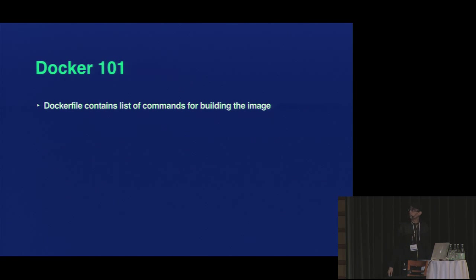So you have a Dockerfile. And a Dockerfile is a list of commands for building your image. So you would copy stuff into it. You want to run apt-get install to install dependencies. You want to run pip install to install dependencies. Maybe you create symlinks or whatever else you need.